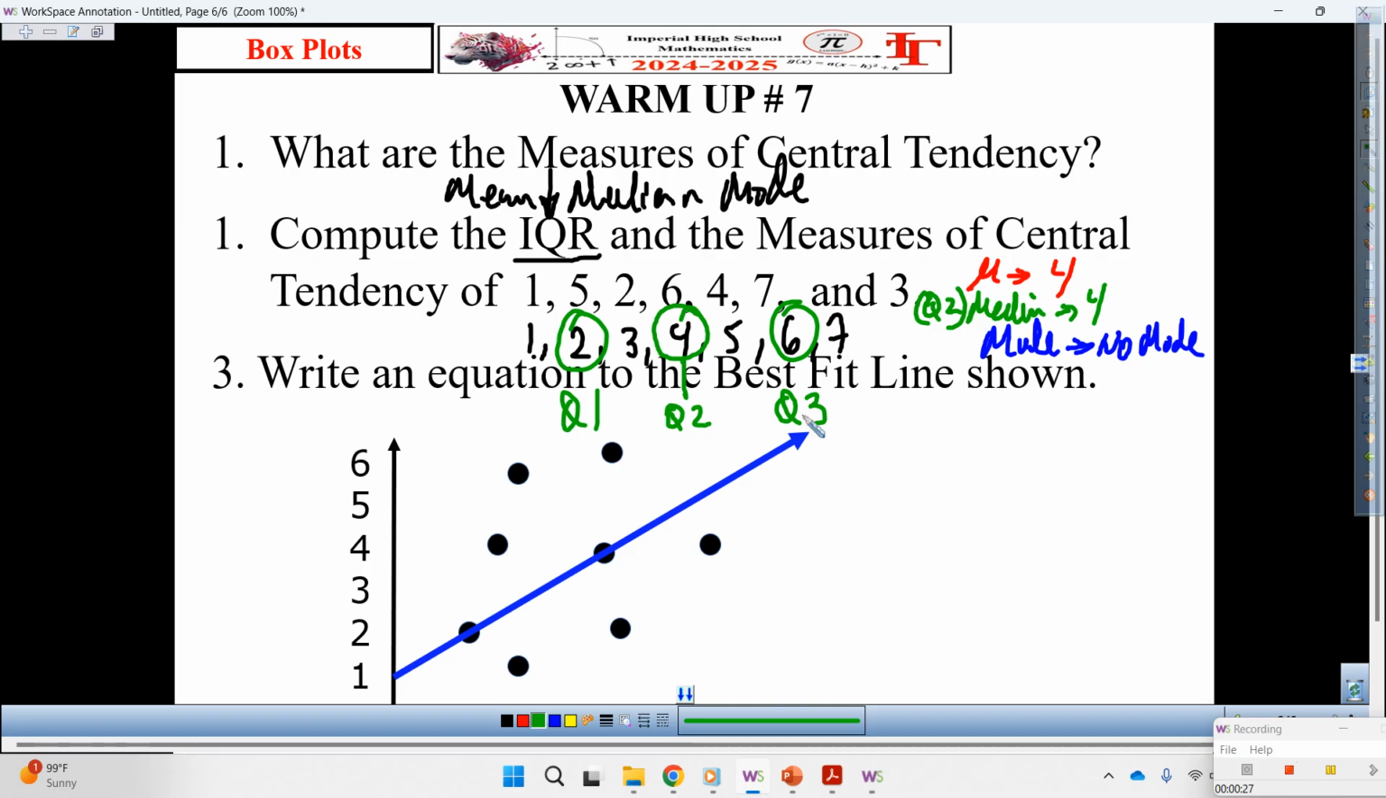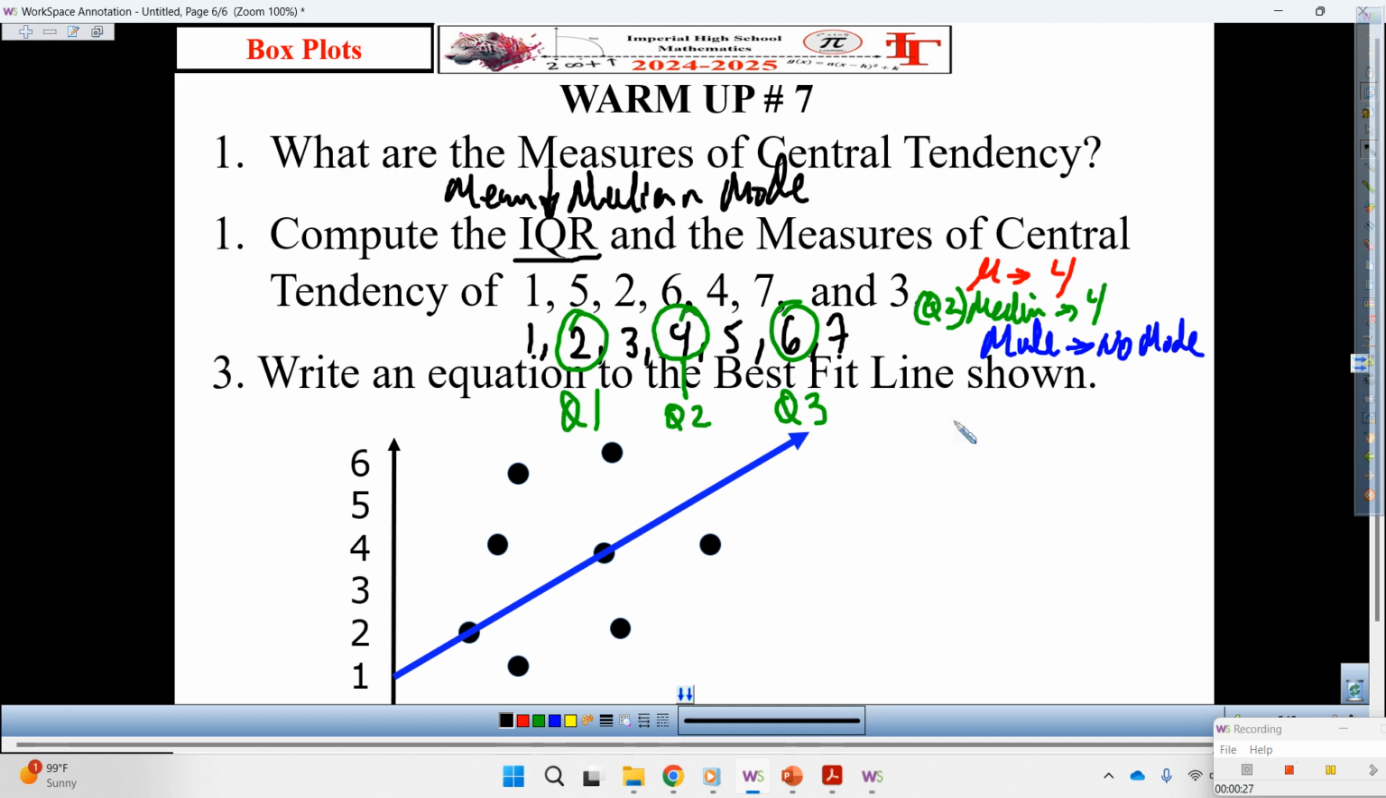Now that we have all our Q's, check this out. This says compute the IQR, the interquartile range. Think about that word, interquartile range. Talk to your neighbor, let them know what we can do with that data to find the IQR. All right, looks like Brandon's got it. What can we do, Brandon? Subtract the 6 and the 2.